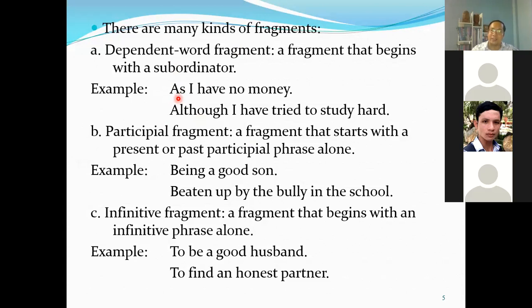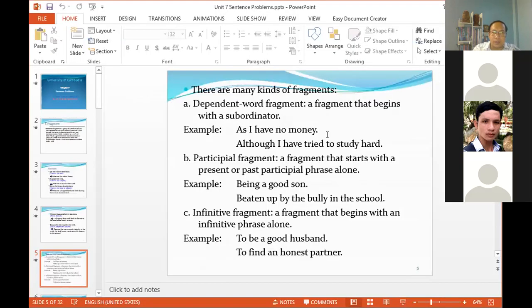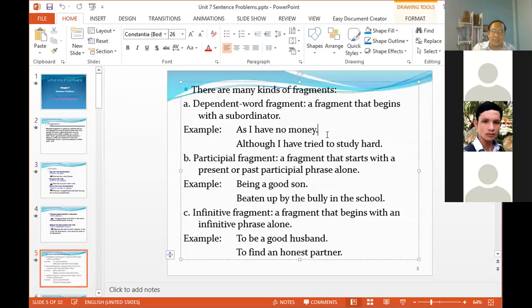So how do we correct this one, everybody? The first way, what do we do, everybody? How do you get this one? Okay, the first way, just omit the subordinator here. Now: I have no money. Can you understand about it? Is it okay? Everyone? Yeah, teacher. Yes. So the first way, just omit the subordinator.